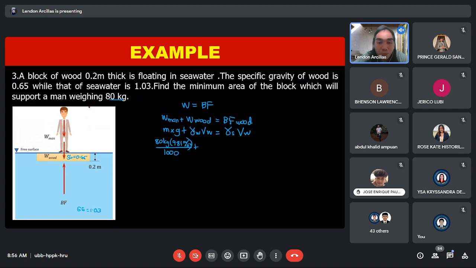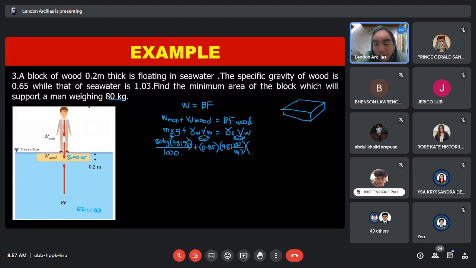Okay, plus the specific weight of wood, that is 0.85 specific gravity times 9.81 kilonewton per cubic meter. Dinivide natin ng 1,000 kasi kilonewton tayo. And times the volume of the wood. Ang sinabi dito, ang wood na yan ay naka-totally submerged, di ba? Totally submerged.